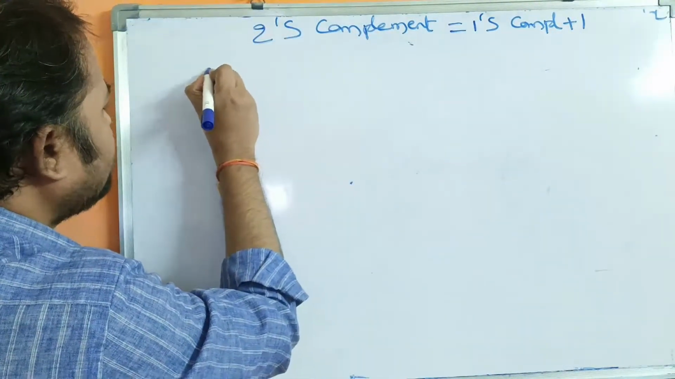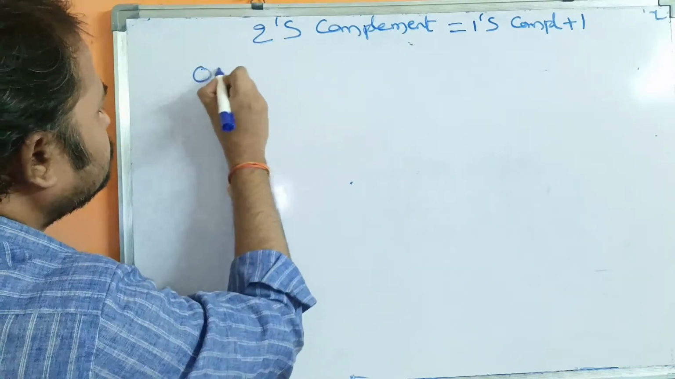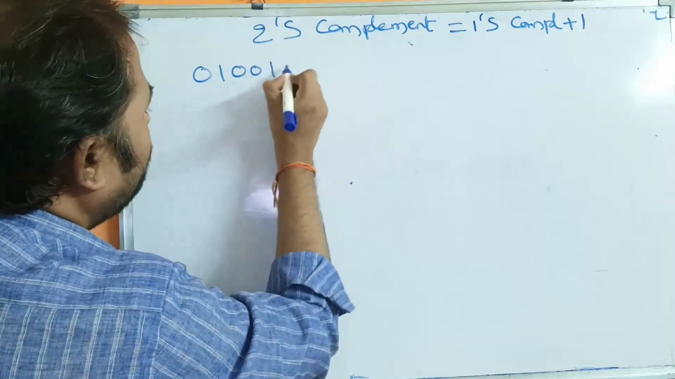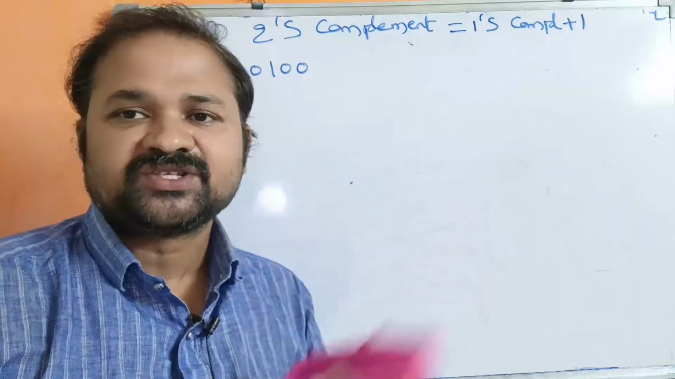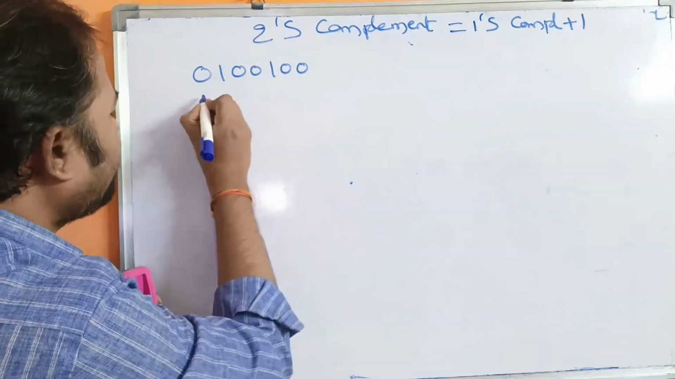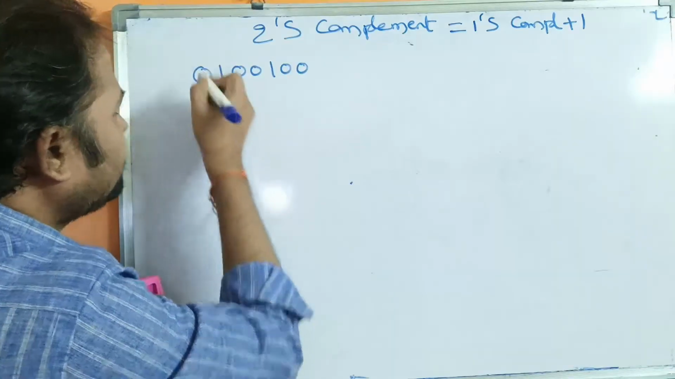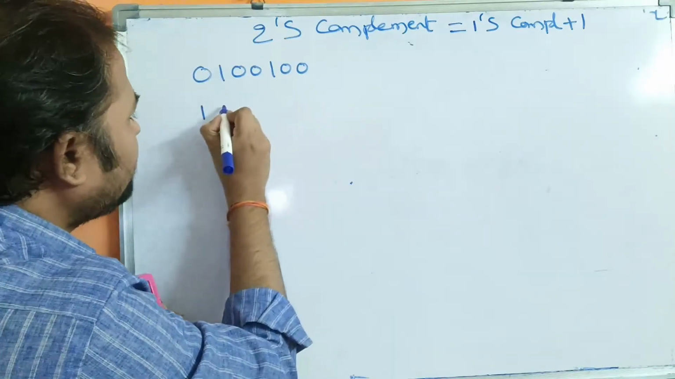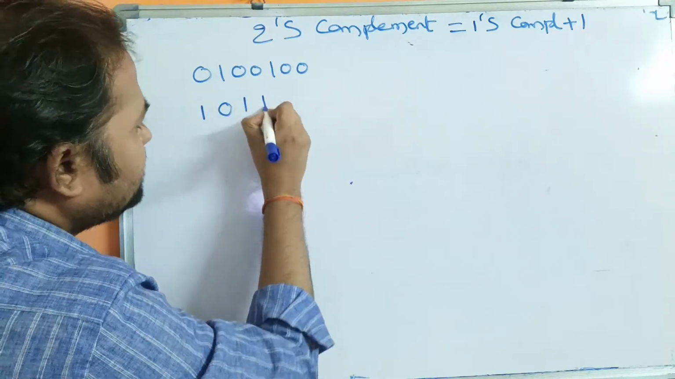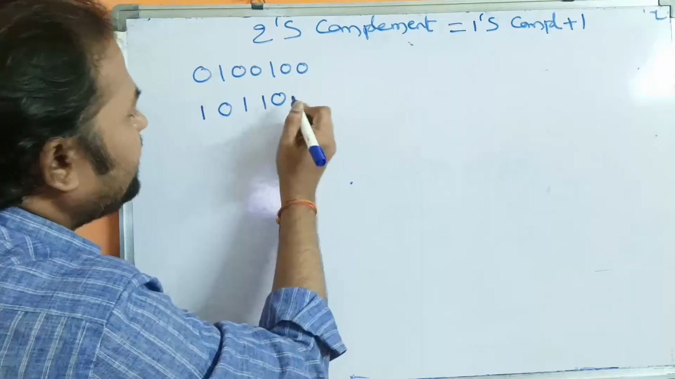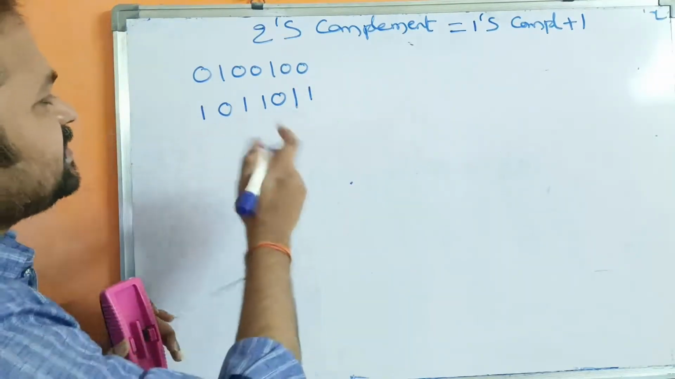Let me have an example like this. 0, 0, 100. So we have to find 2's complement for this number. So 2's complement means first we have to find the 1's complement. 1's complement means zeros are converted to 1's, 1's are converted to 0. So 0 will be converted to 1, 1 will be converted to 0, 0 will be converted to 1, 0 will be converted to 1, 1 will be converted to 0, 0 will be converted to 1, 0 will be converted to 1. So this is the 1's complement.